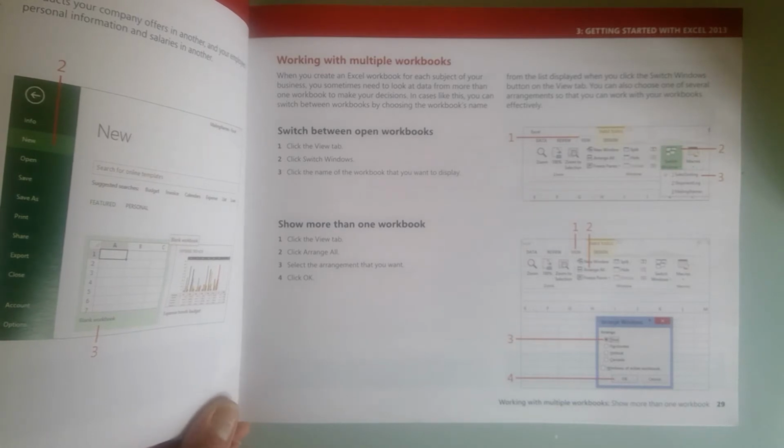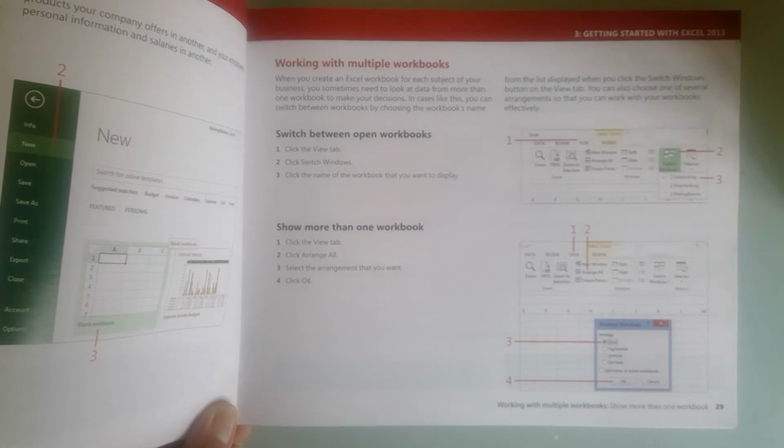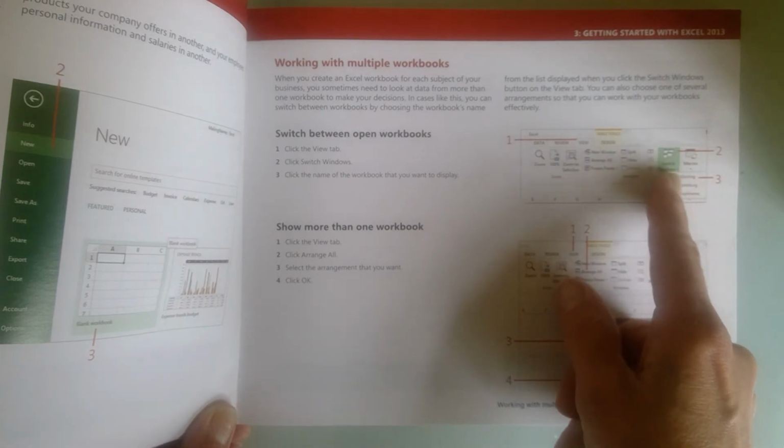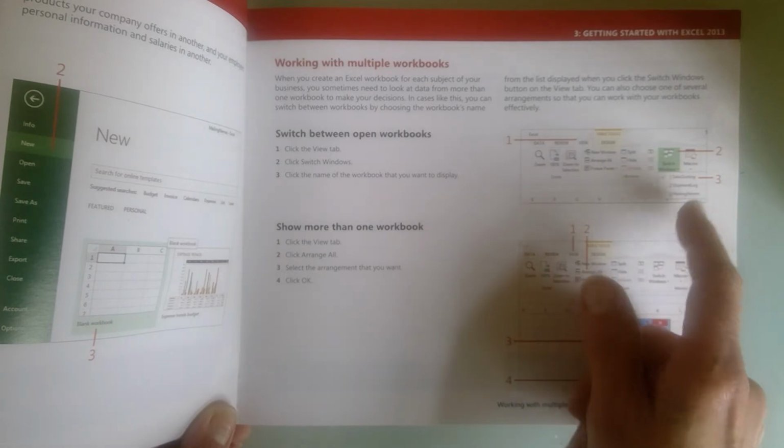With Excel, as with Word, there might be a time when you're working with multiple workbooks, entering information from one workbook into another, and you want to switch between open workbooks or show more than one workbook. One way to switch between open workbooks is to go to the ribbon and click on the View tab, and you will see that right here. Then you can click on Switch Windows and choose the name of the workbook.